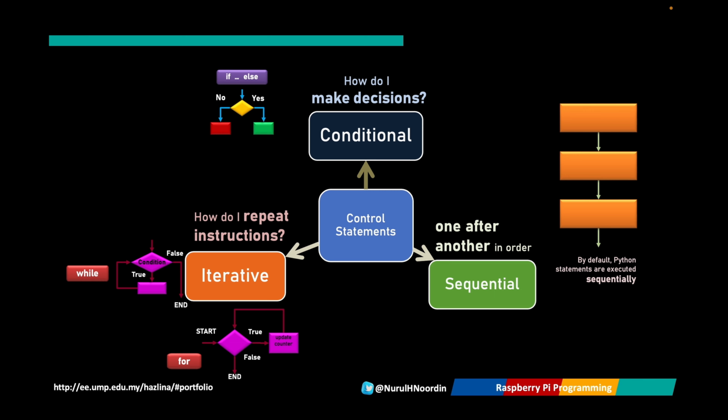Understanding these control structures, sequential, conditional, and iterative statements, is fundamental for writing efficient Python programs on Raspberry Pi. By applying these concepts, you can develop interactive and automated systems, enabling your Raspberry Pi to respond intelligently to users' input and sensor data.